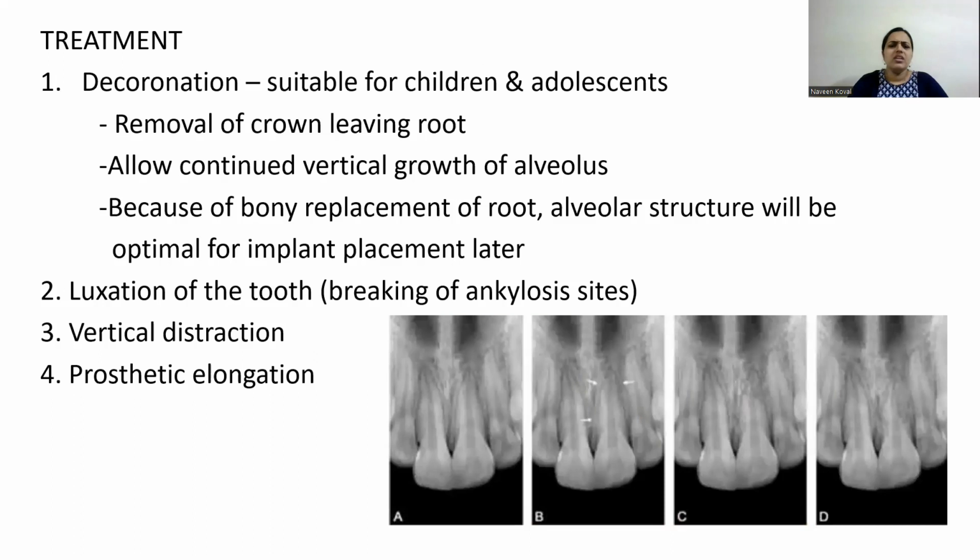The treatment options include decoronation. That is suitable for young children and adolescents, because if you remove the crown portion, leaving the root, you can later place an implant for children and young adults. That is, removal of the crown, leaving the root. It also helps in the vertical growth of the alveolus. Then the replacement of the root can be done with implant placement later. So that is the first option, decoronation. Then luxation of the tooth after breaking the ankylosis site, then vertical distraction, and prosthetic elongation. All these are the treatment options for replacement resorption.